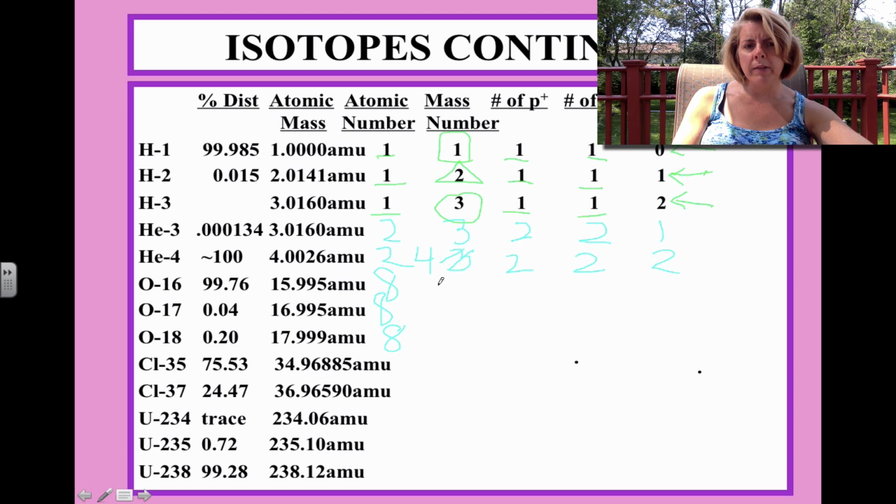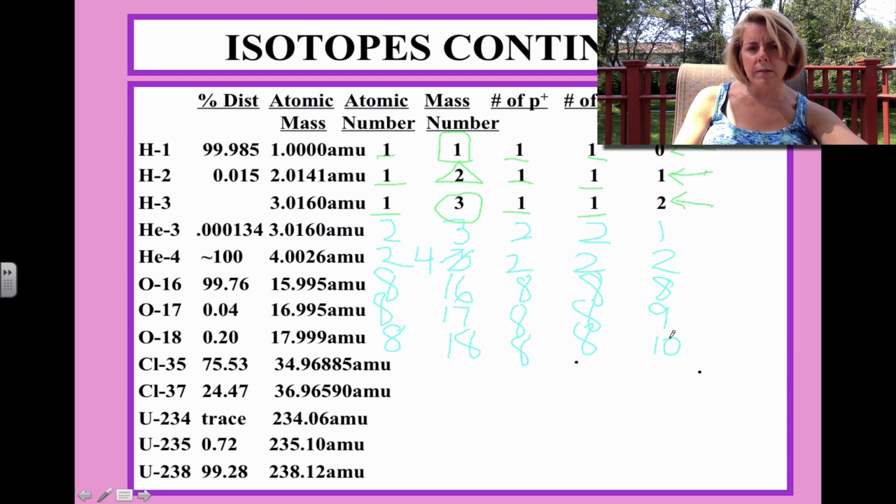Okay, so for oxygen, these are all 8s. And for the mass number, I'm just going to write the number that's after the element symbol, so 16, 17, and 18. And then for the number of protons, I just use the same atomic number. And for the electrons, it's a neutral atom, so I'm going to put 8 again. And then for the number of neutrons, I'm just going to subtract. 16 minus 8 is 8. 17 minus 8 is 9. And then 18 minus 8 is 10.